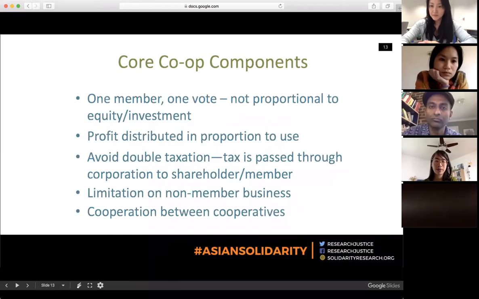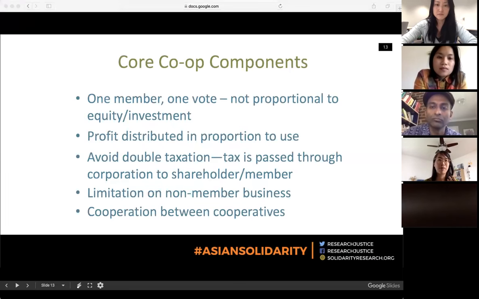So some core components of co-ops across the board is that each member has one vote. That doesn't change in proportion to your equity or investment, right? So in a corporation, the more stock shares you hold, the greater power of your vote. And you might not even work at that corporation ever or in the future, but just by having a lot of stock in it, it raises the power of your vote. But that's not the case in the co-op. If you are a member, then you have one vote. So it's a democratic process.